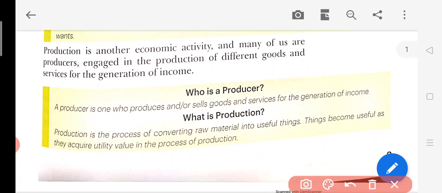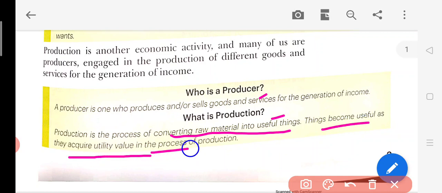Now who is a producer? When we talk about production as an economic activity, the question comes, who is the producer? The producer is the one who produces or sells goods and services for generation of income. Simple. A producer is any person, any institution who is producing because they want to generate income. That's it. Now what is production? Production is the process of converting raw material into useful things. Things become useful as they acquire utility value in the process of production.